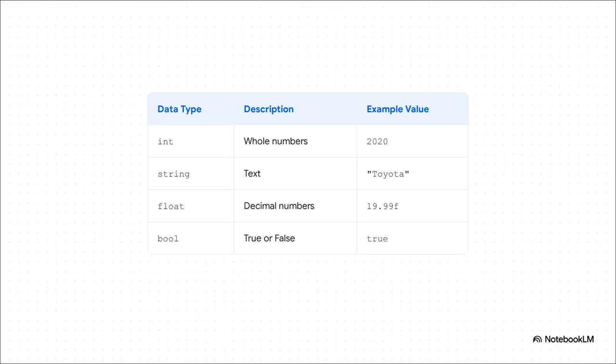So let's connect this back to our car blueprint. The year, 2020, well, that's a whole number, so we'd use an int, which is short for integer. The brand, Toyota, that's just text, so that's a string. The price of some fancy upgrade might be $19.99, so that's a float, a number with a decimal. And something like is four-wheel drive, that would be a bool, which can only ever be true or false. Every piece of information gets the right label.